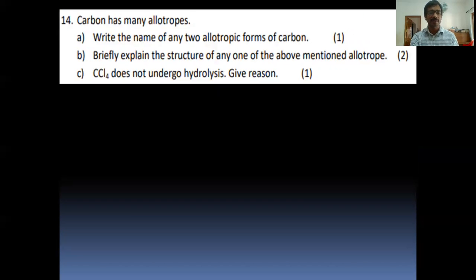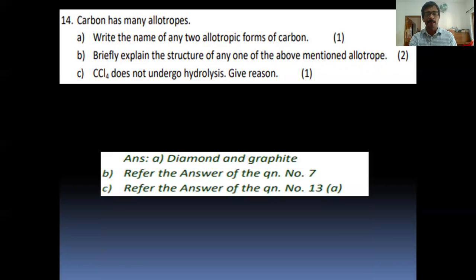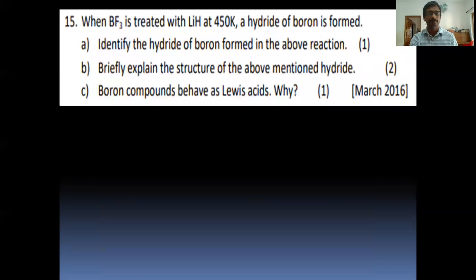Carbon has many allotropes. Write the names of any 2 allotropic forms of carbon. You can see that the allotropes of carbon are repeatedly asked, so take care to study them well. Which are the allotropic forms? Graphite and diamond. Fullerene is also there. Briefly explain the structure of any one of the above mentioned allotropes. Already we explained the structure of graphite and diamond. CCl4 does not undergo hydrolysis. Give this reason: absence of d orbitals.